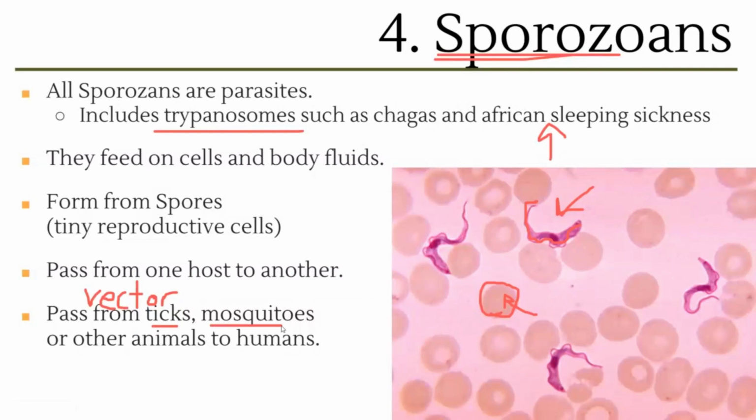And when that tick or mosquito bites you and drinks your blood, it takes up these parasites and their spores, and then it can start its life cycle over, finding a new host. Another sporozoan that you might be familiar with is the sporozoan which causes malaria.